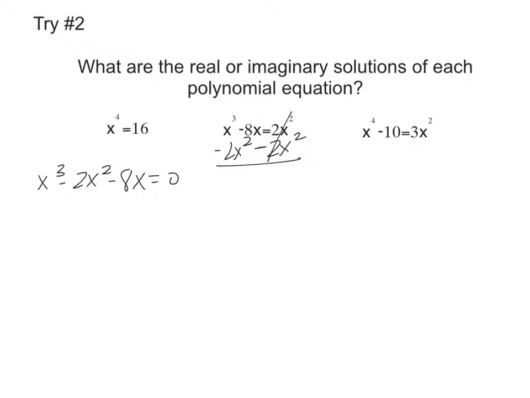On this one, we do have a greatest common factor, which is x. So we're going to take out an x, and we're left with x squared minus 2x minus 8 equal to 0. Okay, if I do AC, it'll give me negative 8. So it's 1 and 8, 2 and 4. And what will work is negative 4 and positive 2.